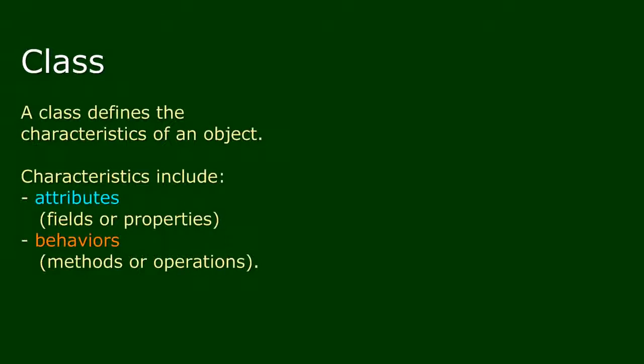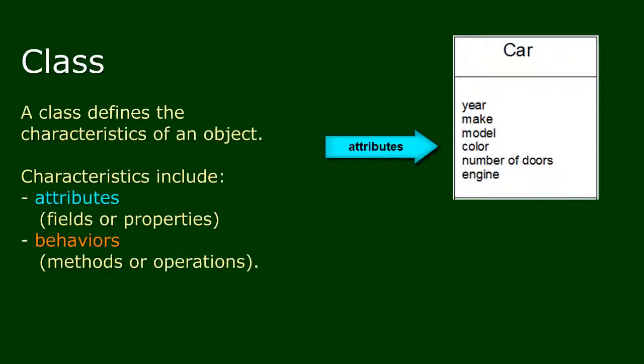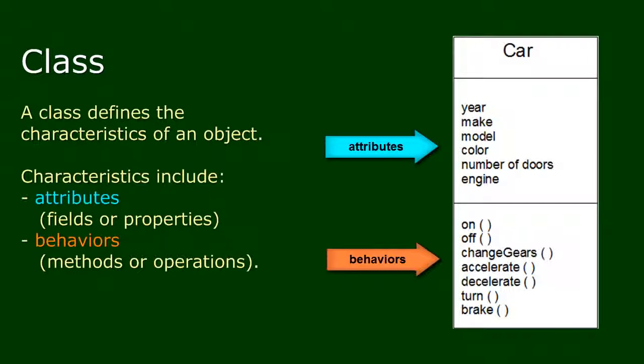A class defines the characteristics of an object. Characteristics include attributes, also known as fields or properties, and behaviors, also known as methods or operations. For example, a car class could have properties such as year, make, model, color, number of doors, and engine. Behaviors of the car class could include on, off, change gears, accelerate, decelerate, turn, and brake.